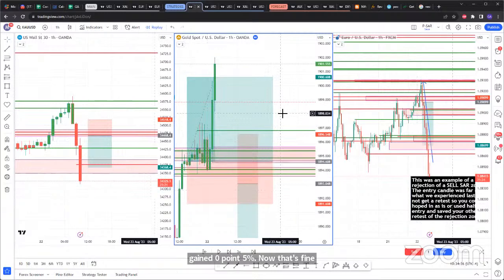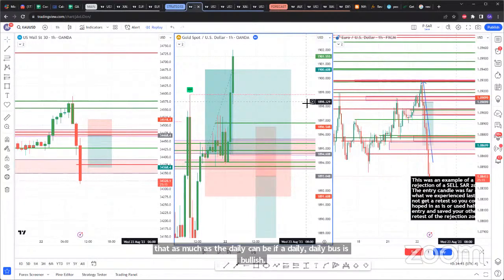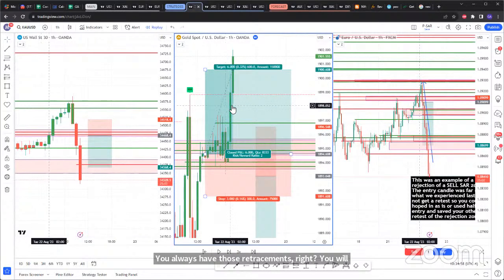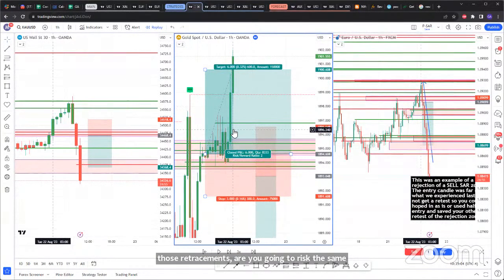So you can see that as much as the daily can be, if a daily bias is bullish, you can have pullbacks, right? Because if a daily is bullish, it doesn't mean that every 1 minute candle for the next 10 days will go up. You will always have those retracements. The question is, during those retracements, are you going to risk the same amount as you would have risked with your A+ setups trading in the direction of bias?